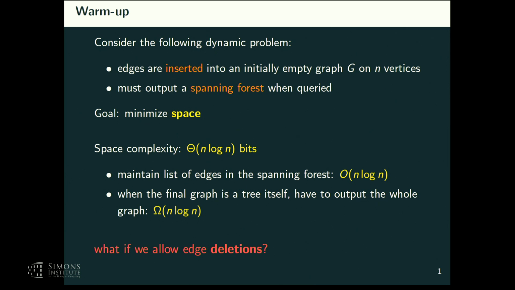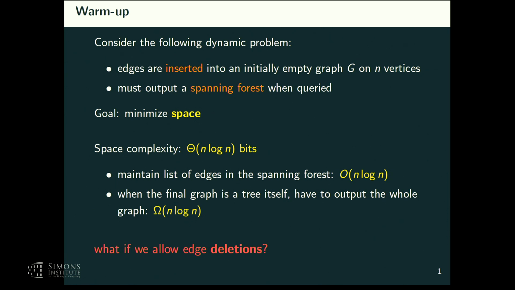In this problem, I was only inserting edges. Now I can also delete edges during each update. The solution we had before doesn't work when there are deletions, because in the insertion model, when an edge is not useful, we can just throw it away. But when there are deletions, it might be useful later at query time. In an extreme case, for example, we could insert all possible edges, then start deleting edges until I have only n polylog n edges left, and then ask for a spanning forest.